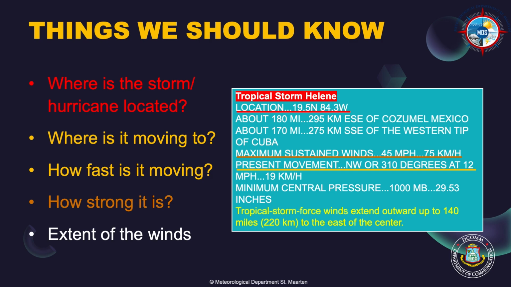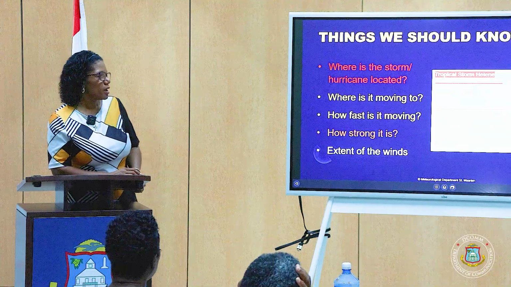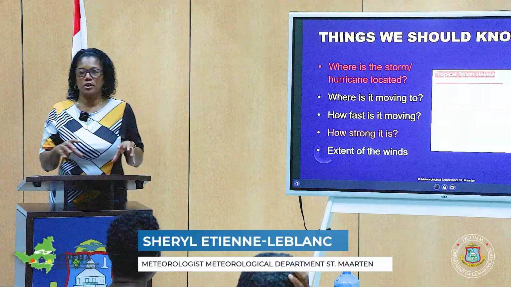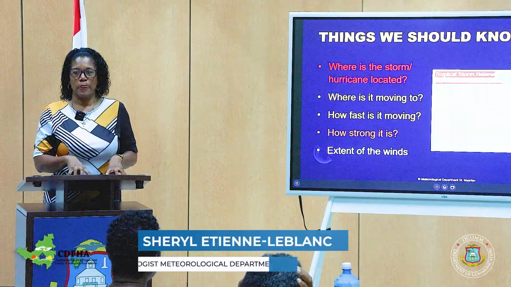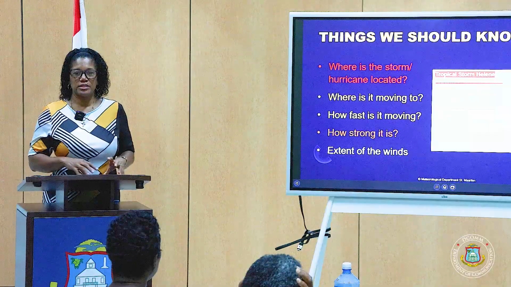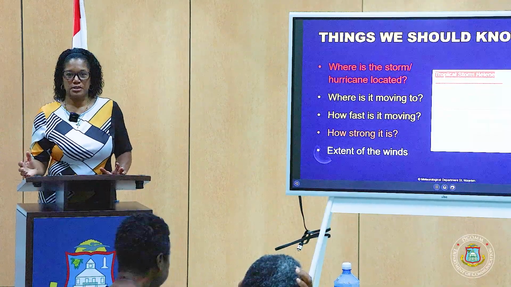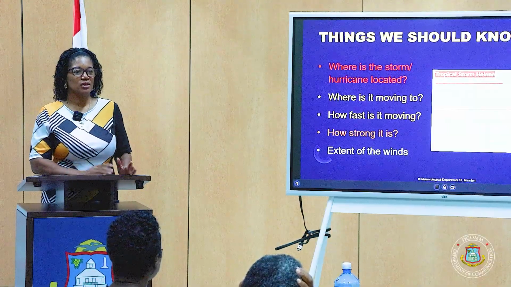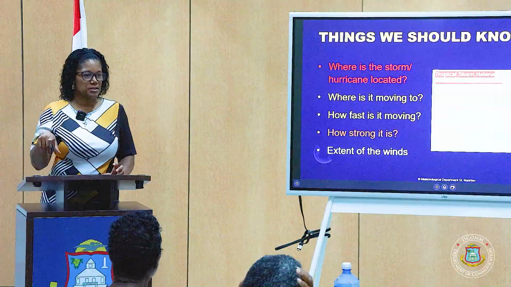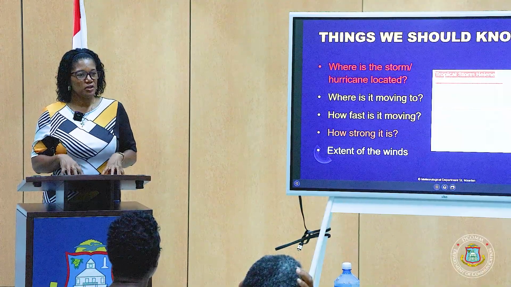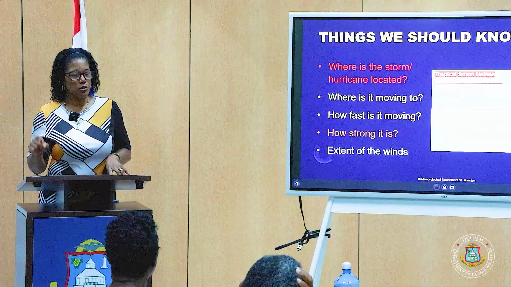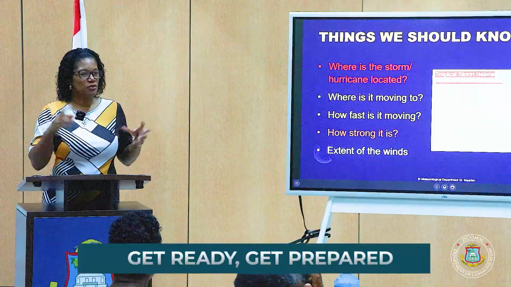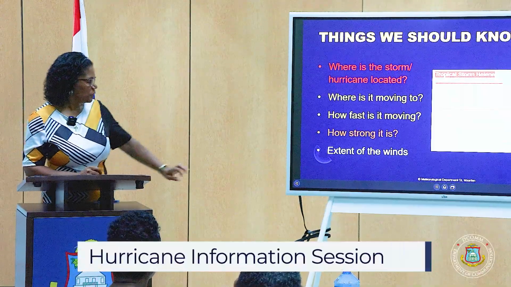And the extent of the winds. Tropical storm force winds extend from the center up to 140 miles. So if the hurricane is 40 miles away from you, and they tell you the hurricane force winds extend 50 miles from the center, are you going to get hurricane force winds? Yes or no? Okay, the hurricane is 40 miles away from us, and the hurricane force winds extend 50 miles from its center. Are we within hurricane force winds? Yes, because 40 is before 50. Okay?